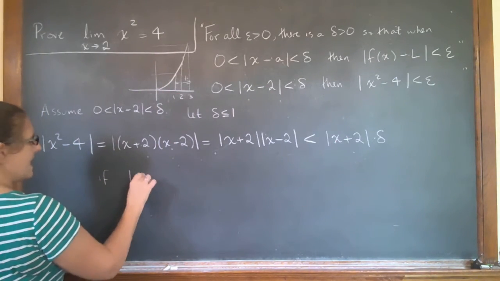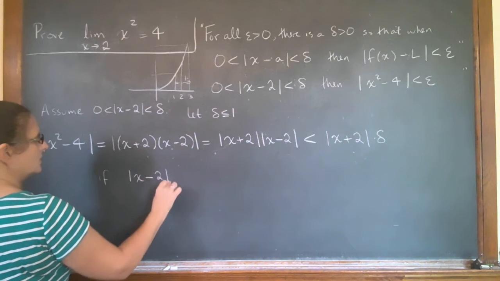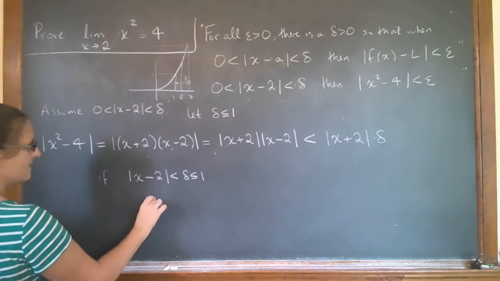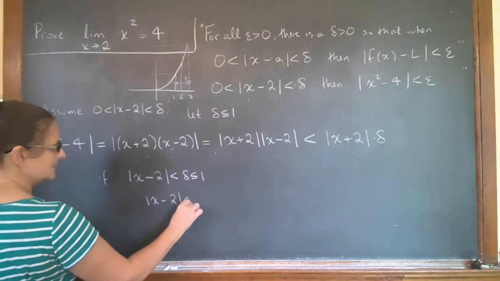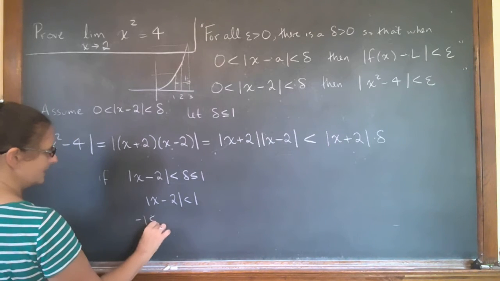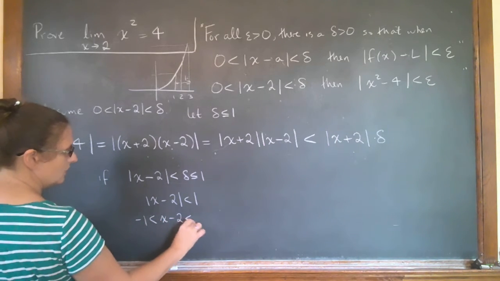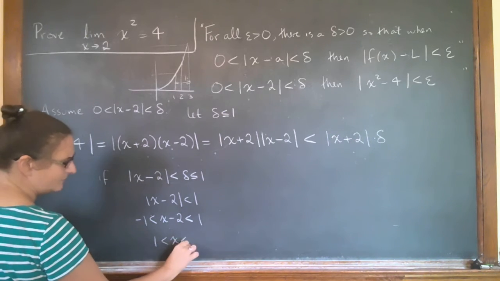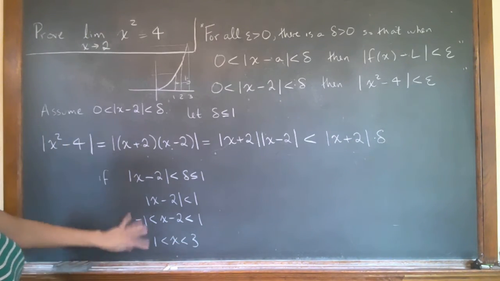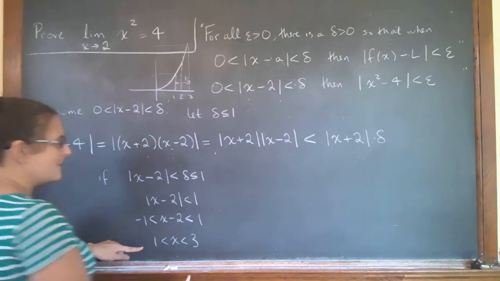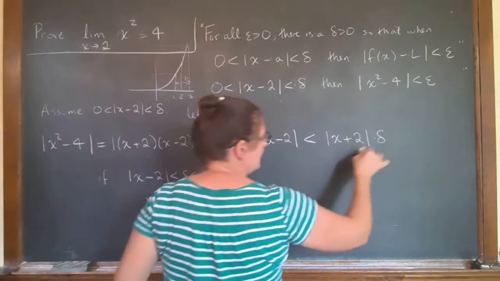If absolute value of x minus 2 is less than delta, which is less than or equal to 1, we have absolute value of x minus 2 less than 1. Okay, so that's minus 1 is less than x minus 2 is less than 1, or x is between 1 and 3, like we saw from the picture, but let's look at the math too. So now we want to see what this tells us about this, right?